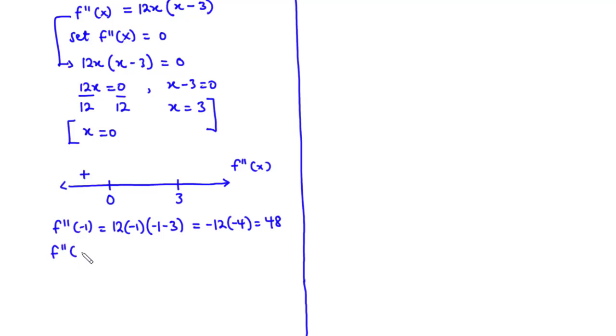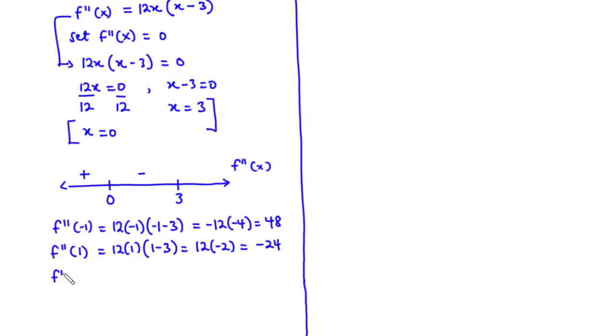Next, we choose a value that is in between 0 and 3. So let's choose x equals 1. So we have 12 times 1 times 1 minus 3. 12 times 1 is 12. 1 minus 3 is -2. 12 times -2, we have -24. So we have a negative value here.